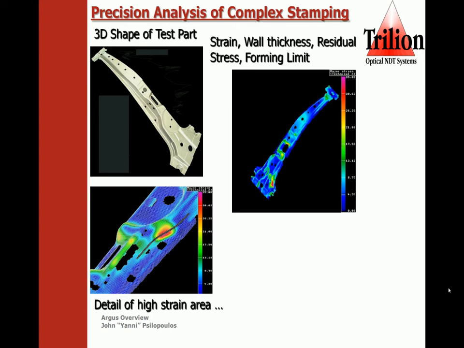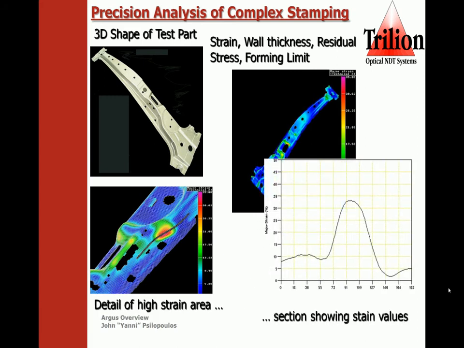The detail of a high strain area is now no longer a guessing game. You can now see exactly what's going on with the material and how it's behaving by dropping a section line over it, which is automatically mapped to a graph and giving you percentages, numbers, so that die makers and engineers can know exactly where to go and how much to fix the die by and see exactly how the part is reacting.